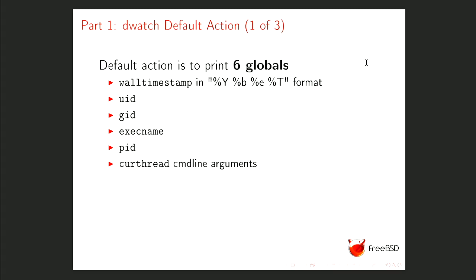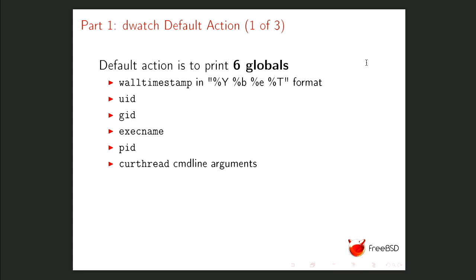So the default actions for DWatch are different. You get more info. I've been talking about that. This is what you get. You get the wall timestamp in four-digit year, three-character month, two-digit day, optional leading space, and HH:MM:SS separated by colons. And that's going to match your date when you run date. It's going to match exactly, well, if you were to give it this format.